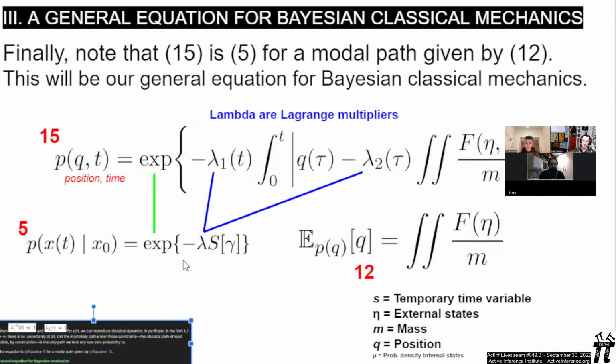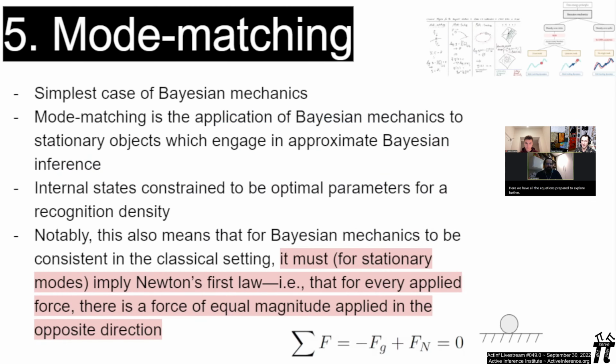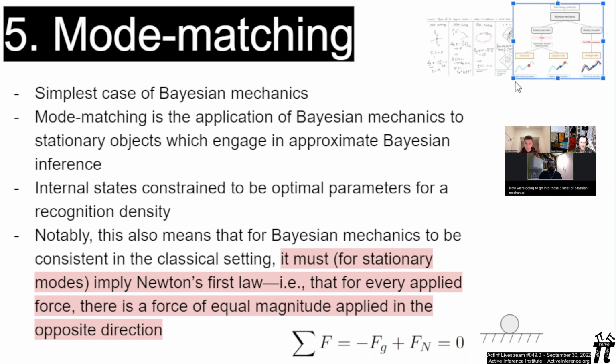Great. We have all the equations prepared to explore further. Now we're going to go into those three phases of Bayesian mechanics. So let's just start with mode matching. Jakob, do you want to describe mode matching?